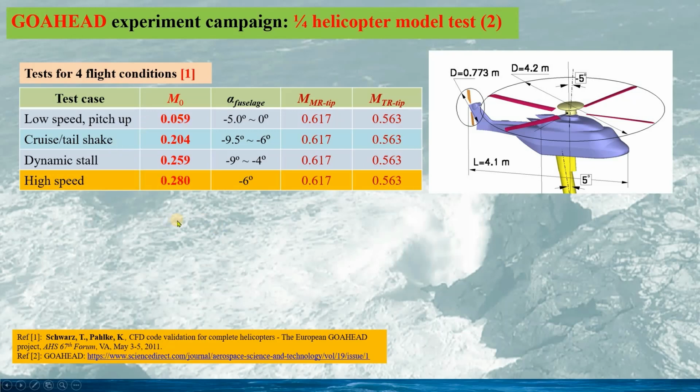The test includes the cruise and the tail shake condition with the Mach number of 0.204, in which different fuselage angles were tested. For the dynamic stall test at Mach number 0.259, different fuselage angles were tested. And in the high speed condition with Mach number 0.28, only one fuselage angle is tested.